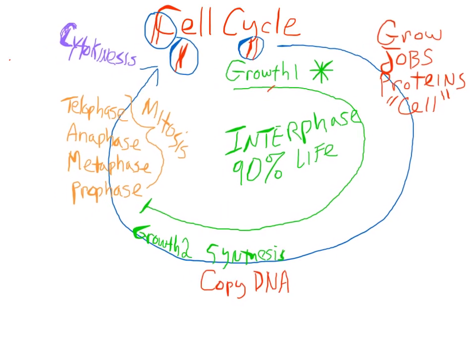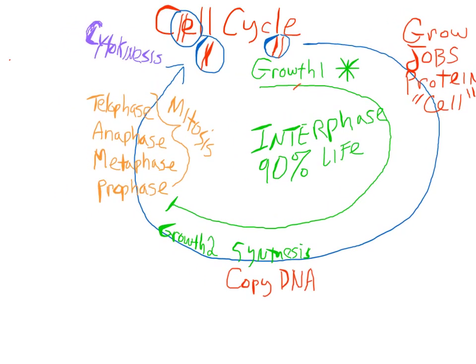Now in animal cells, something else happens in the synthesis, which is that the centriole is copied. That's my fishing reel, which you'll see later pulls the chromosomes. Plant cells don't have centrioles.